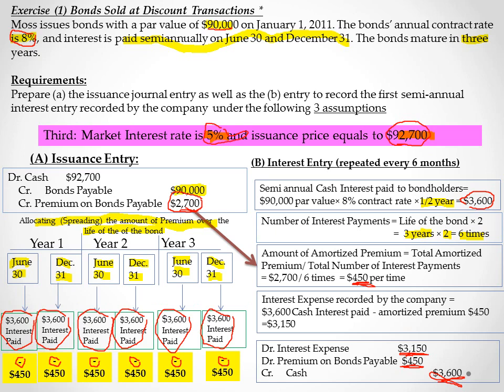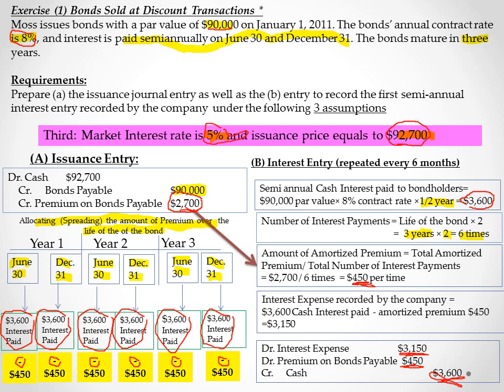So let us draw this timeline. We have here 3 years. Each year the company will pay the interest 2 times. So when you count them, you will find 6 times. So now the amount of cash interest that the bondholder will receive each 6 months is 3,600, as illustrated here. However, this is the cash interest. Now we need to know the interest expense that the company will record, because the cash interest is different from the interest expense. So each 6 months the company, as you can see, will pay 3,600.